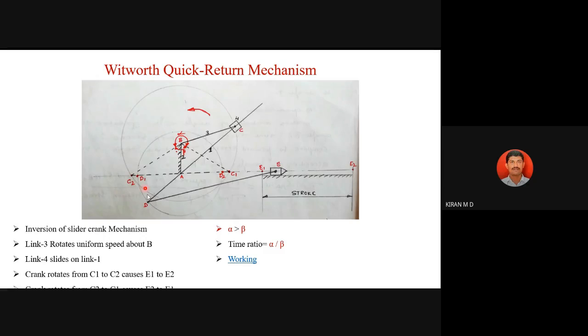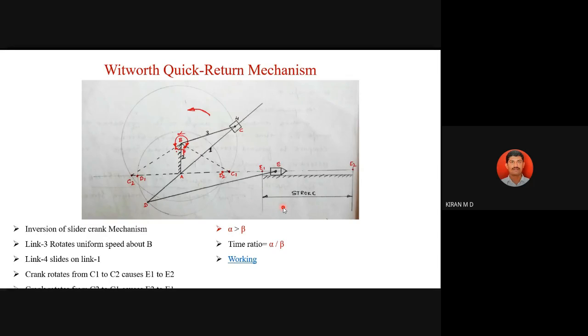Again, when it continues to rotate from C2 to C1, it will move back from here to here. So E2 to E1 is the slower stroke, meaning the forward stroke, and E1 to E2 is the return stroke. It will take less time. If you want to make from here to here slower and here to here faster, we just put B below A. This is the working of Whitworth quick return mechanism.